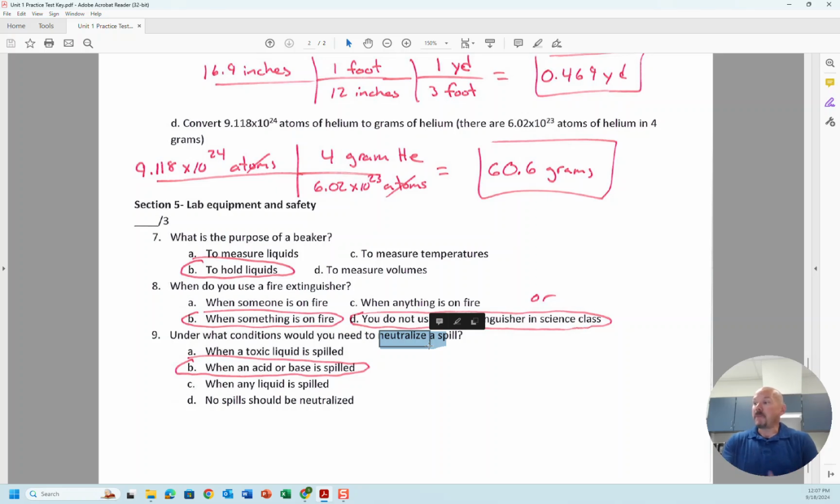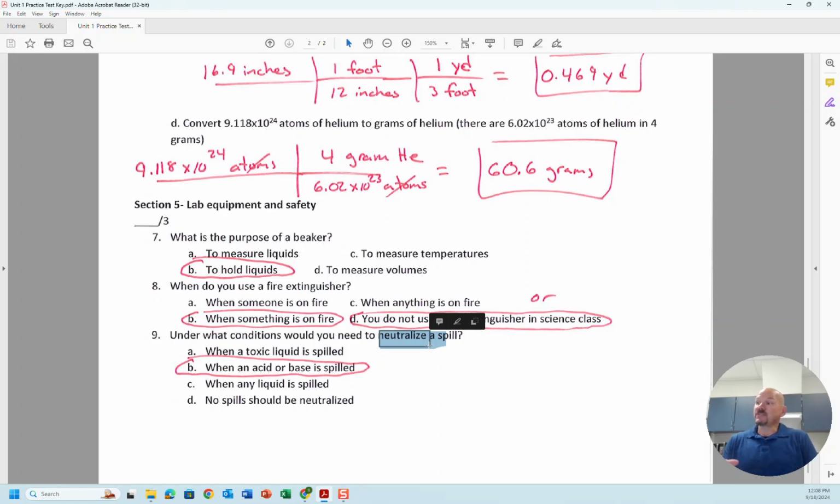So if you spill a base on your desk, before you clean it up, pour an acid on there to neutralize it. If you spill an acid on your desk, put a base on it to neutralize it. If you spill a base on your desk, put an acid on it to neutralize it. And just remember, vinegar is what we have in the lab to neutralize bases. Vinegar is an acid, so if we spill a base, we'll put a little vinegar on it to neutralize it before we clean it up.